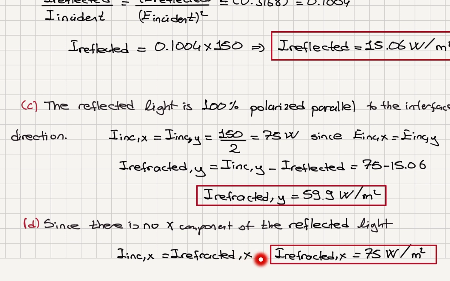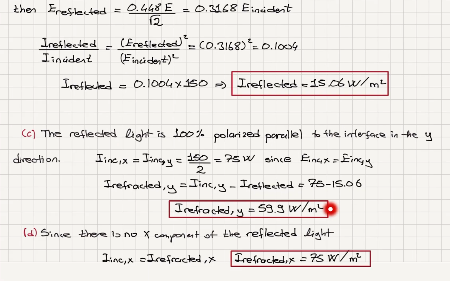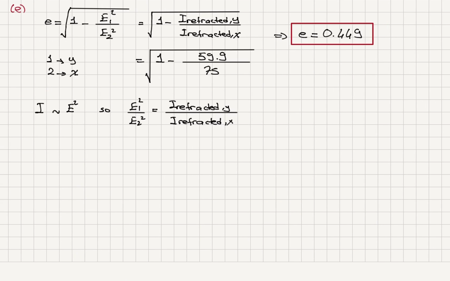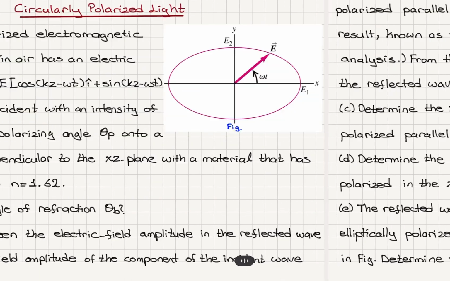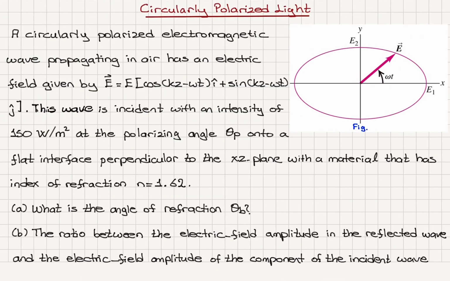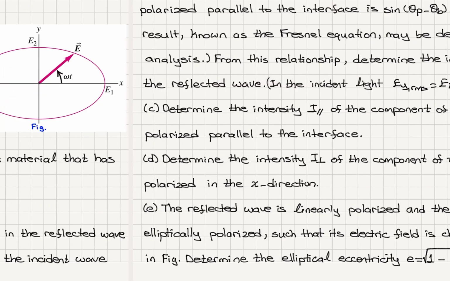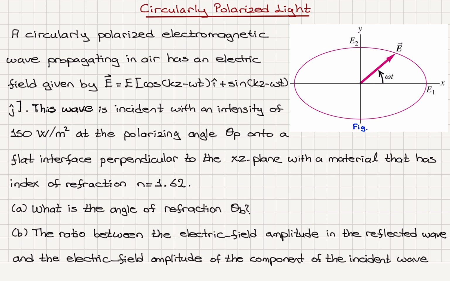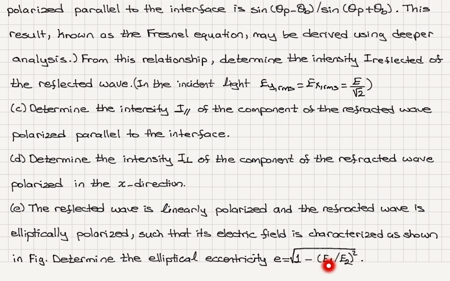The x component of the refracted beam is equal to the incident x component intensity because the reflected beam doesn't have any x component. So this is 75 watts per meter squared. So these two are like energy conservation. The refracted beam is elliptically polarized and it has an x component and y component, and the eccentricity of the ellipse is determined by the square root of 1 minus E1 over E2 squared. Actually, it should be, according to this figure, E2 over E1 squared, because if it's E1 over E2 squared, this would be greater than 1, right?